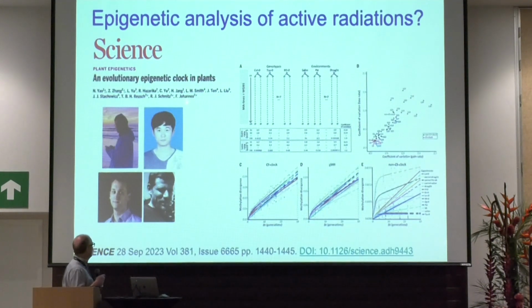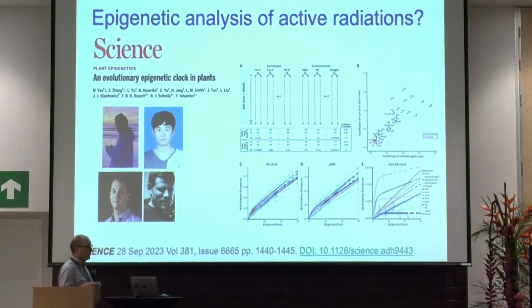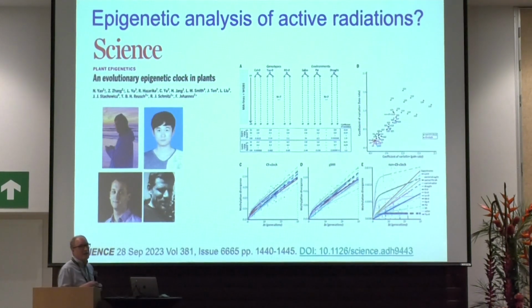So last fall, in September, there was this paper published in Science on evolutionary epigenetic clocks in plants. And I really encourage folks to go and take a look at it. It's very exciting. This is work from a student and colleague at the University of Georgia and some of their collaborators in Germany.